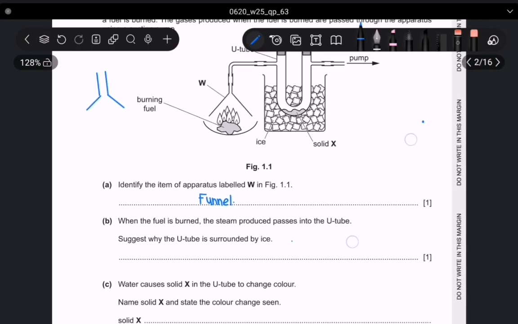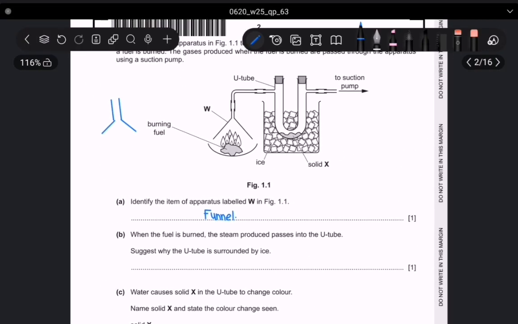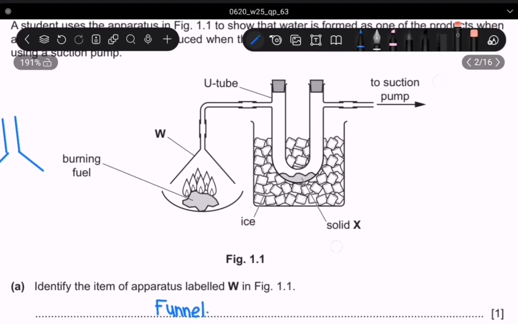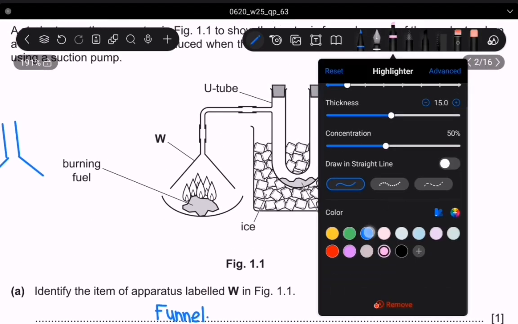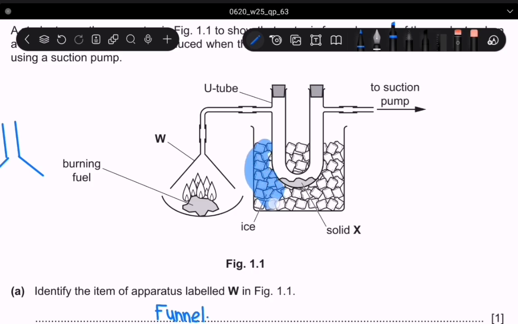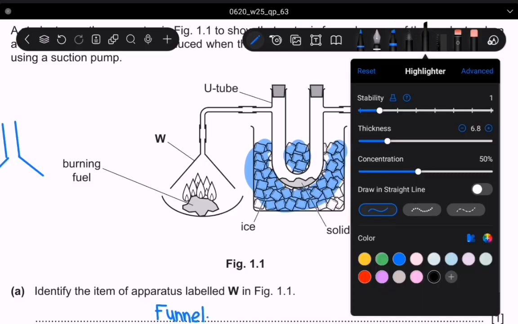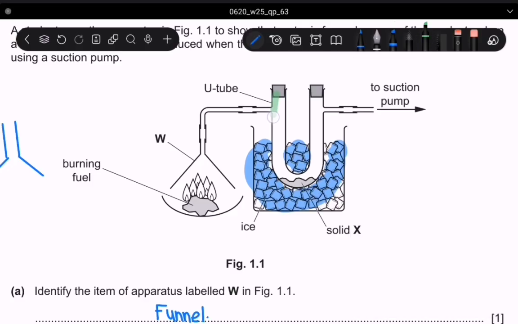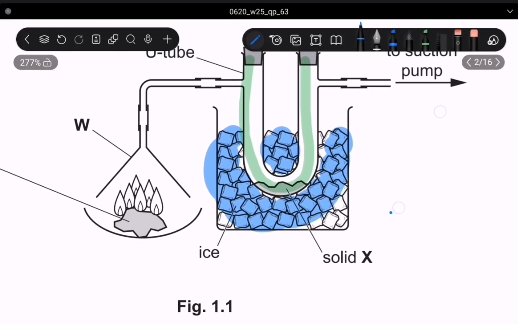Then, when the fuel is burned, the steam passes into the U-tube. Why is the U-tube surrounded by ice? Why were we using ice? We know that ice in chemistry is used to cool things down. When we're passing this burning fuel through the U-tube, it's getting cooled down. So we're basically cooling it.